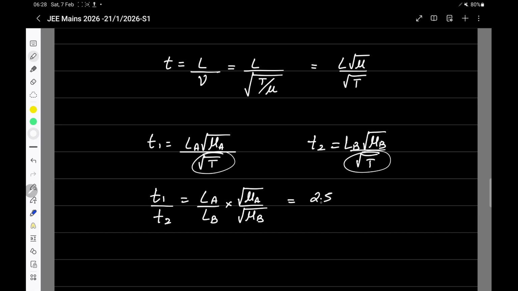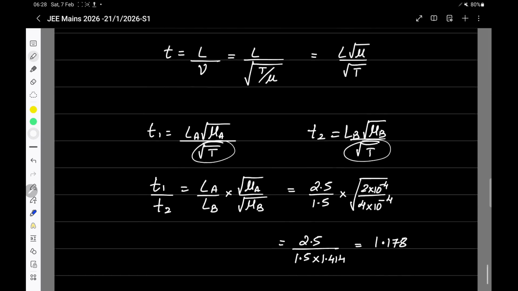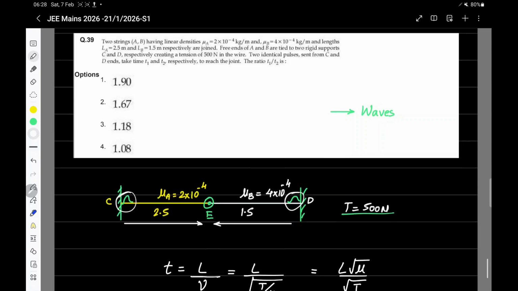LA is 2.5, LB is 1.5, mu A is 2 into 10 power minus 4 divided by mu B, which is 4 into 10 power minus 4. This comes out to be around 2.5 divided by 1.5 into 1.414. On calculating, this ratio is approximately 1.178. So the closest answer would be option 3.